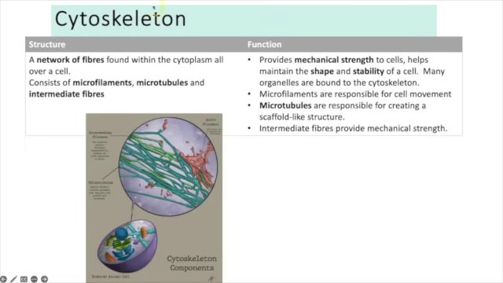The cytoskeleton is a network of fibres found within the cytoplasm all over a cell. And it consists of microfilaments, microtubules, and some intermediate fibres as well. Now, the function of this is it provides mechanical strength to cells, it helps to maintain the shape and stability of a cell, and many organelles are actually bound to that cytoskeleton to hold it in a fixed place. Microfilaments are responsible for cell movement, and microtubules are responsible for creating scaffold-like structures. The intermediate fibres help to provide mechanical strength.